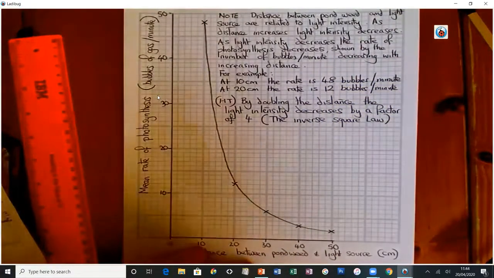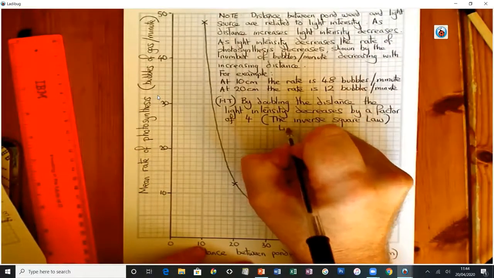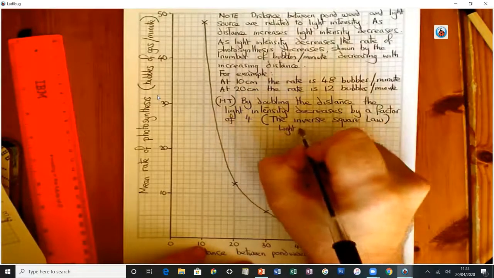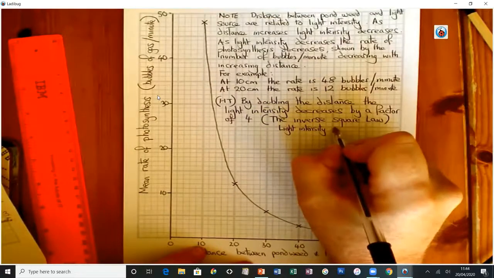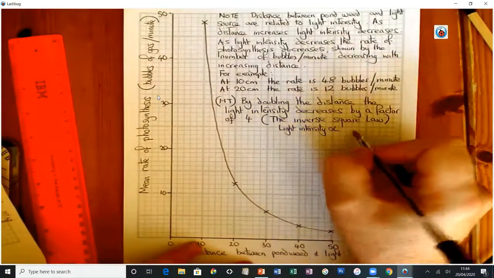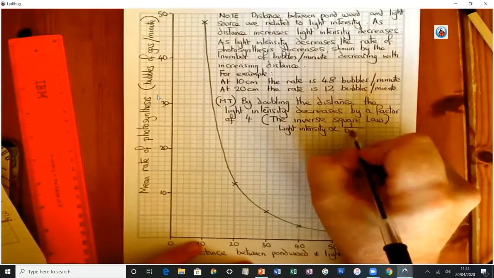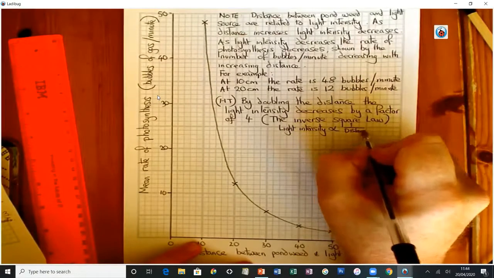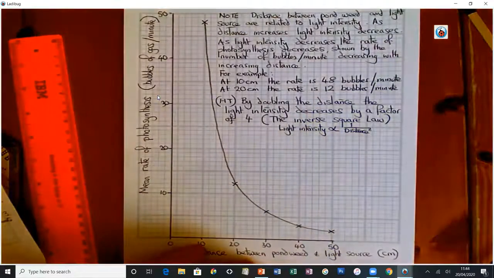And in fact, there's an equation for working out light intensity related to distance. And it is: light intensity is proportional to 1 over the distance squared. So we just square the distance.